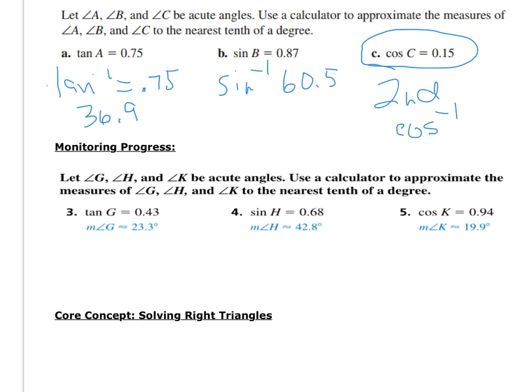For whatever reason my pen is not working right now. I don't know what's going on with it. But the answers are here. So you should see that number 3 should be 23.3, 4 should be 42.8, and 5 should end up being 19.9. So see if you can get those yourself.